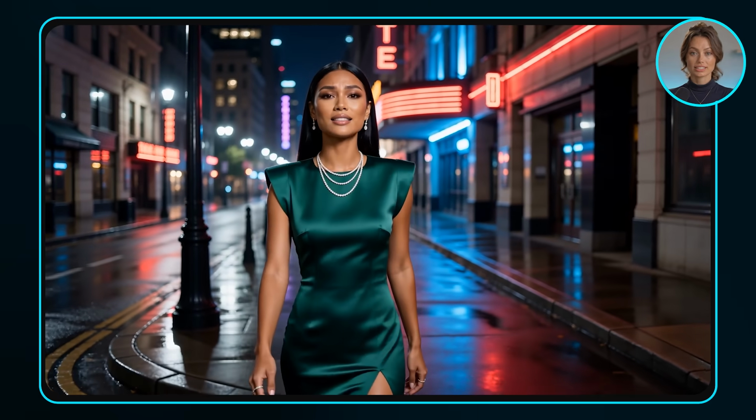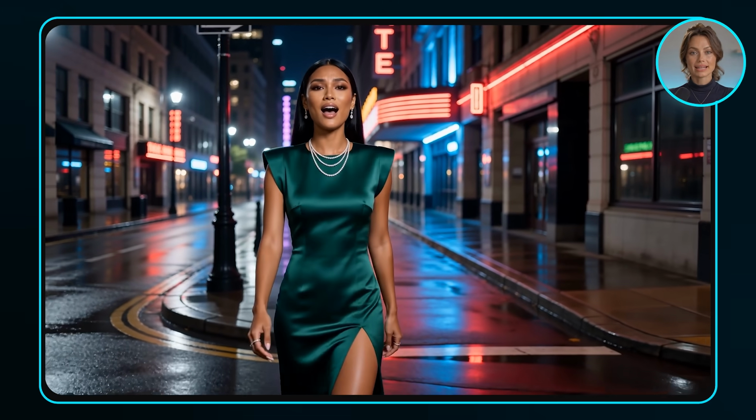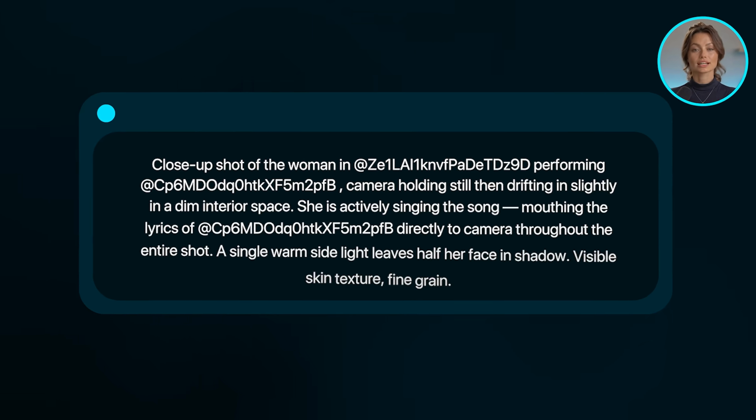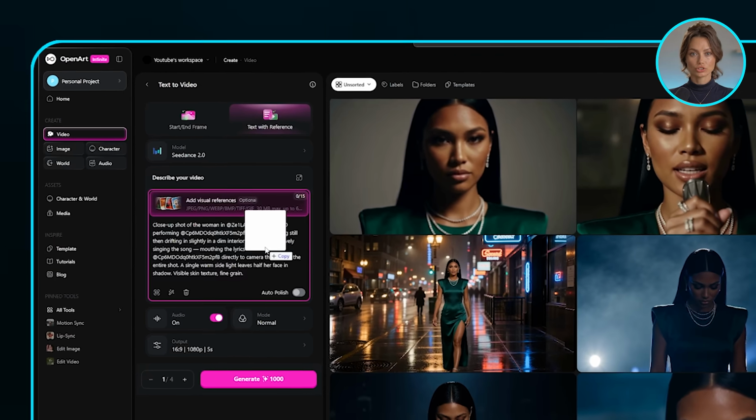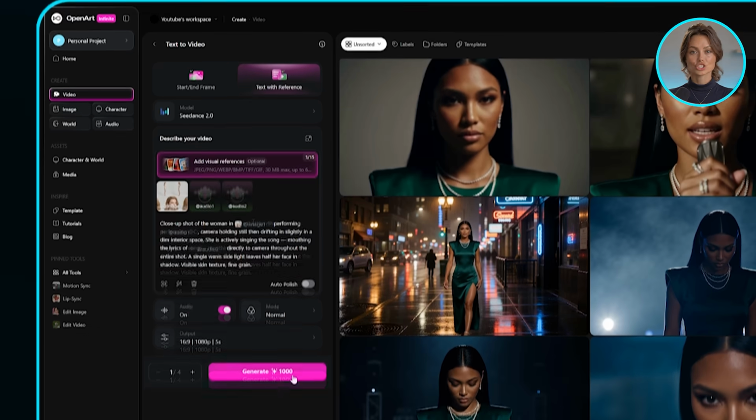And this one looks good. Honestly, the neon reflections on the wet street, the camera movement, the lip sync, all of it came out perfectly. The next prompt describes a close-up of the second woman in a dim interior. Camera holding still, then drifting in slightly. A single warm side light, leaving half her face in shadow. Actively singing directly to camera, visible skin texture, fine grain. Paste it, upload the second character sheet this time, attach the vocal clip, and generate.